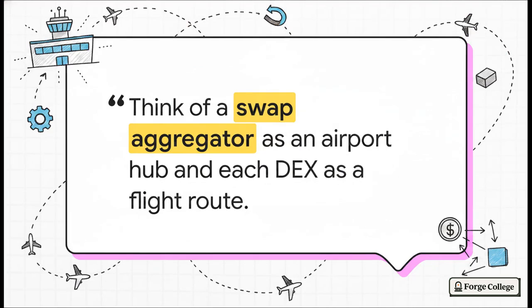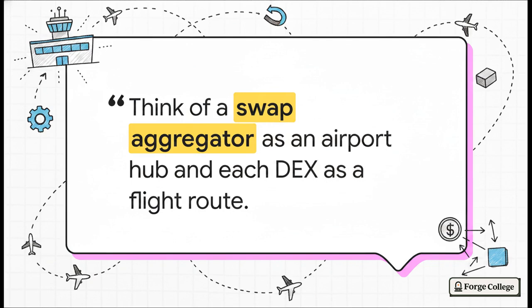We're going to start with a mental model that seriously makes complex DeFi routing feel like a total breeze. Because, frankly, trying to wrap your head around how decentralized exchanges route your tokens, it can feel a bit like staring at a giant bowl of spaghetti. So think of a swap aggregator or a router as a massive airport hub, and think of each individual DEX or liquidity pool as a specific flight route.